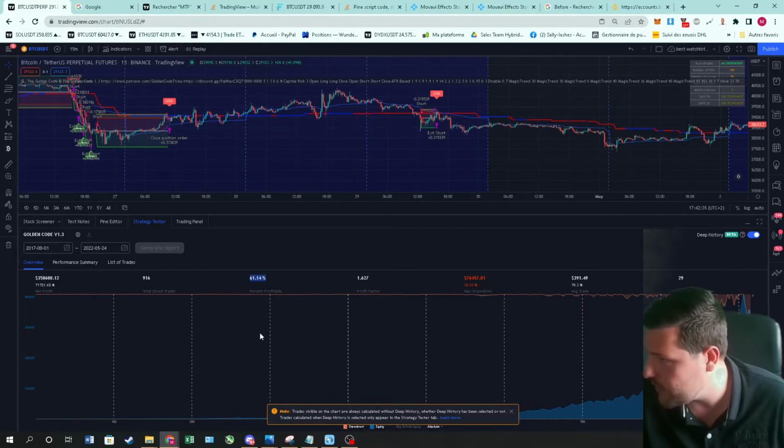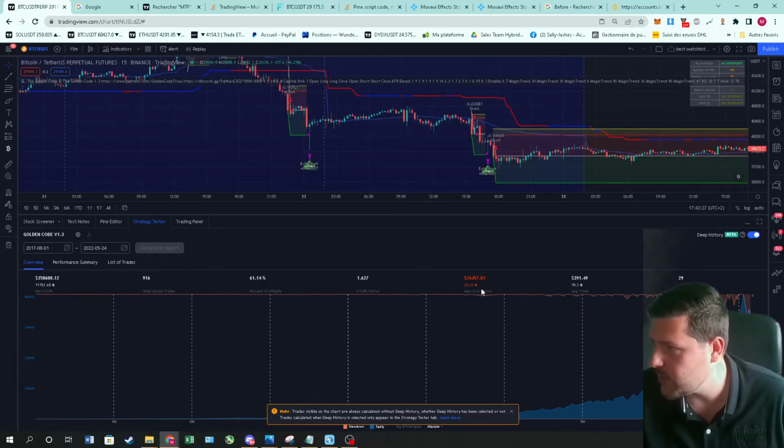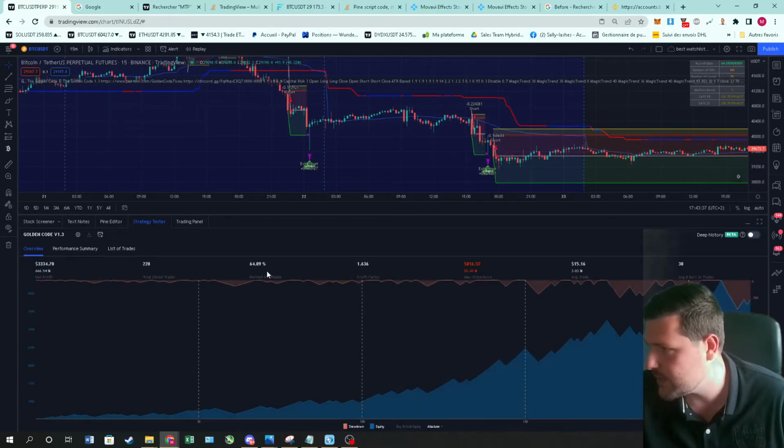61% win rate profitable with a ratio of 1.3. There's a 32% drawdown, and the profit factor is 1.62, which is basically what we got in the last period of the chart, 1.63.